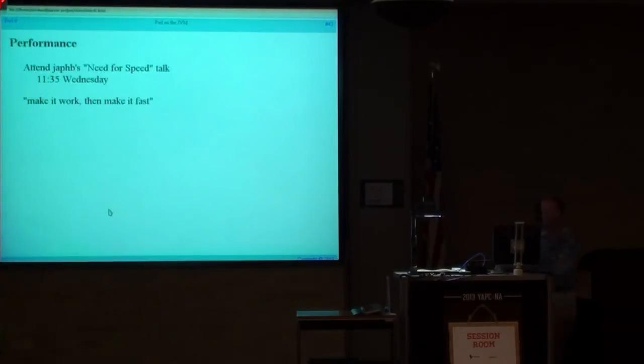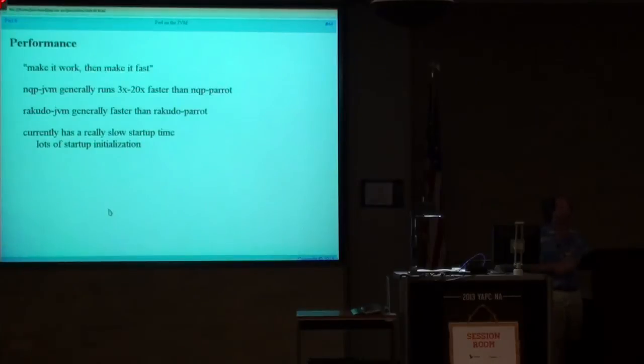So what does the performance look like? If you really want to know the performance of NQP on the JVM or Perl 6 on the JVM as it exists today, go to jnthn's Need for Speed talk tomorrow at 11:35. I've seen advanced copies and made comments on it. There's a lot of really useful data in there. Our goal has not been performance as the top goal at the moment. Our goal is make it work and make it fast, but we know where a lot of the pitfalls are from having done things with Parrot in the past. There are new pitfalls now to find, and most of those have been avoided already.